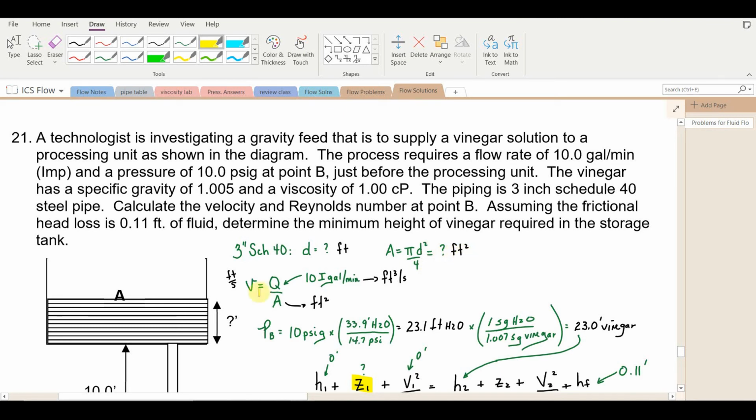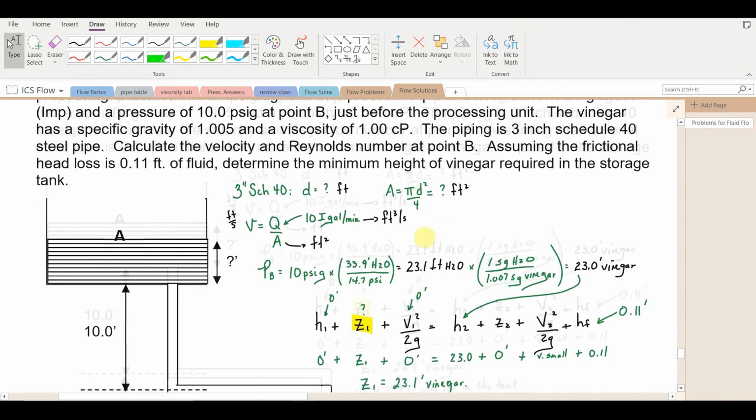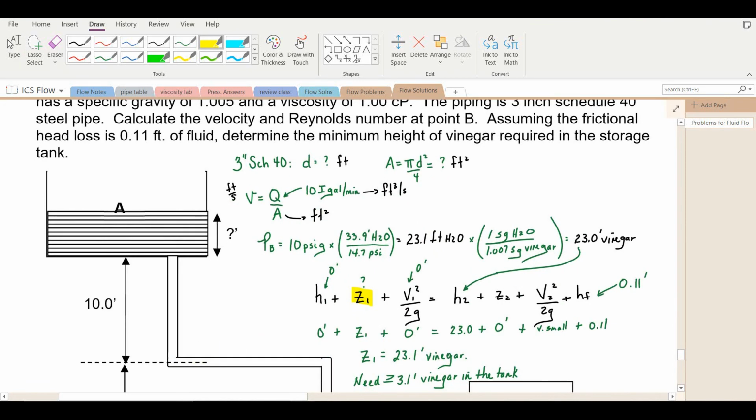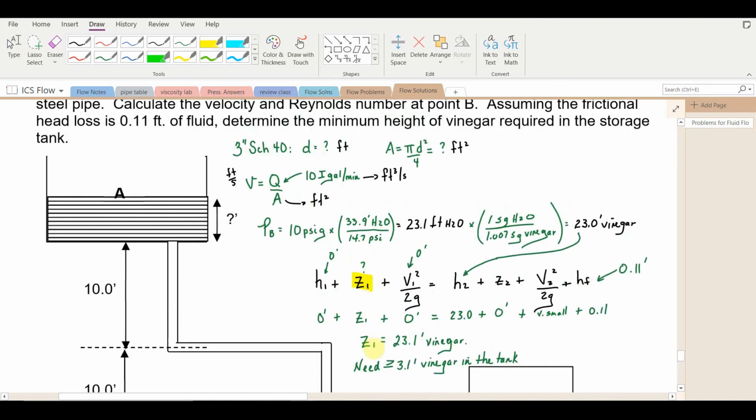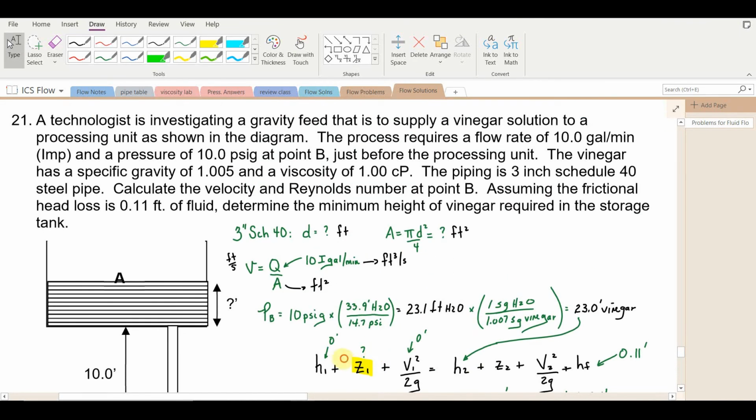Then we'll need the velocity, and the velocity is Q over A. We are given the flow rate as 10 imperial gallons per minute. Convert that to cubic feet per second. You'll have the area from up here, and that'll be square feet. So cubic feet per second divided by square feet is feet per second for the velocity. That'll be the velocity moving through the pipe, and the pipe doesn't change size, so that'll be the velocity at point B, where we have to calculate the Reynolds number.